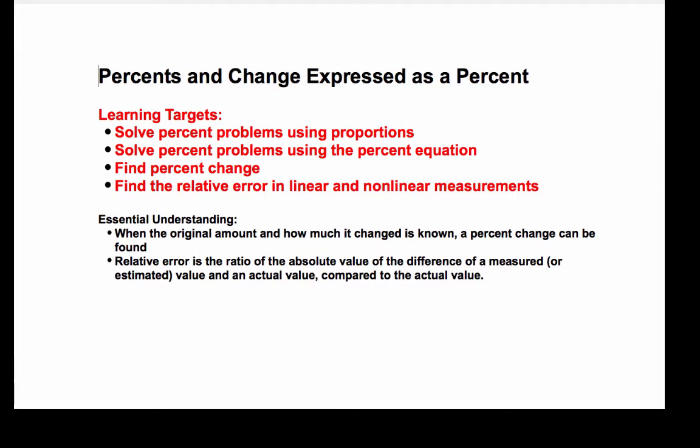Essential understanding for the lesson: when the original amount and how much it changed is known, a percent change can be found. Also, relative error is the ratio of the absolute value of the difference of a measured or estimated value and an actual value compared to the actual value.